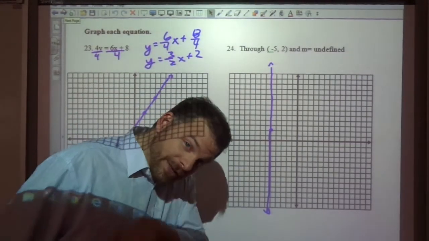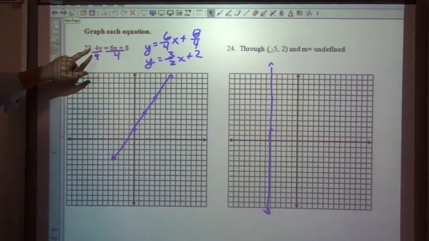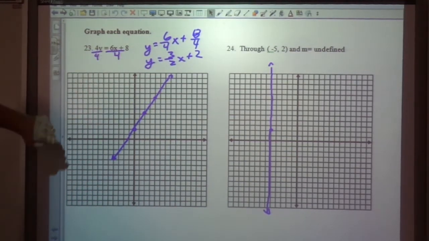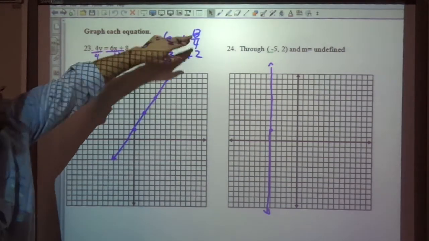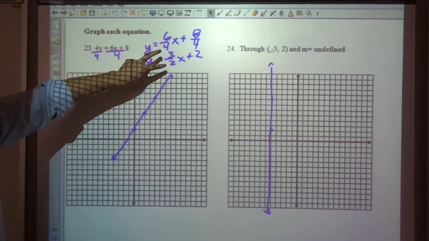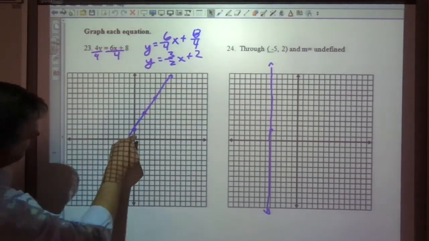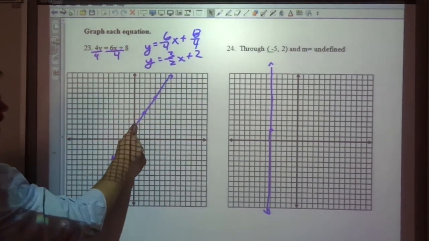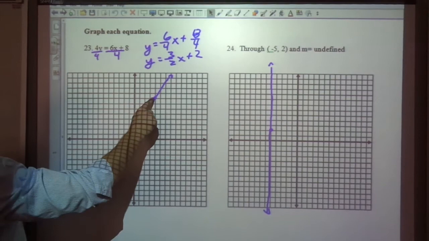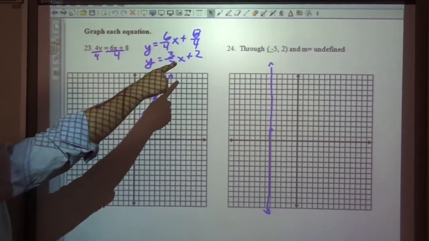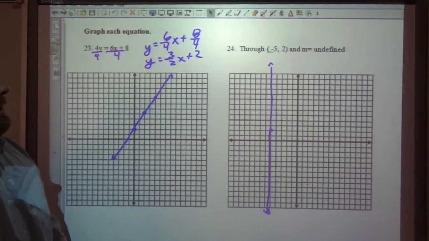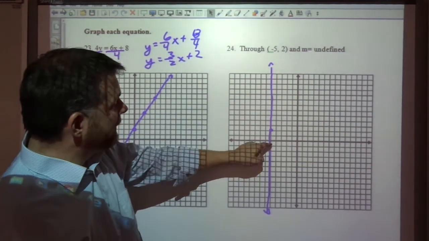And here we go on page number 4. Y equals mx plus b, let's divide by 4. So we divide this by 4 and that by 4, which gives me y equals 3 over 2x plus 2. This is my y-intercept. I start there. This is my slope. I'm going up 3 over 2, up 3 over 2, up 3 over 2. There's my line.